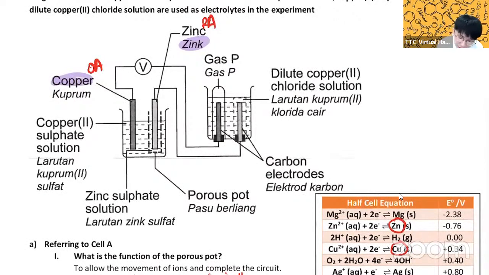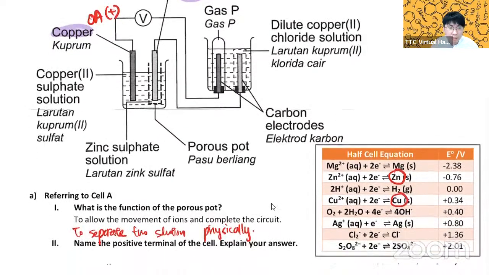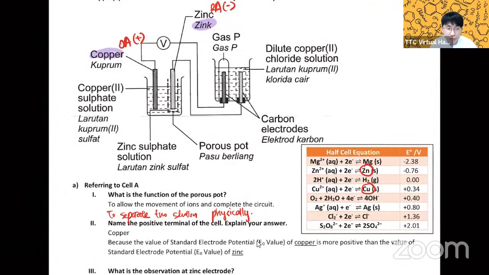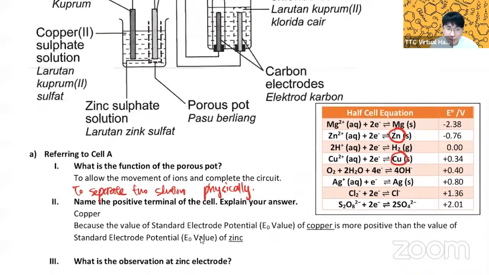And we know the reducing agent is the negative terminal, the oxidizing agent is the positive terminal. Okay, so that's your terminal. So who is your positive terminal of the cell? Copper. Excellent answer, because the value of the standard electrode potential of copper is more positive than the value for zinc.